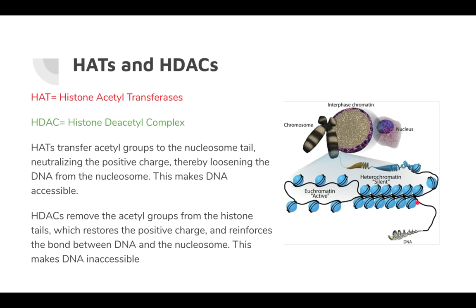Now, the difference between this and this is that this is heterochromatin. This is silenced DNA. You can't access this very easily because they're all so close together. And this is euchromatin, or active DNA. You can access DNA very easily through this step here because everything is all spread out.